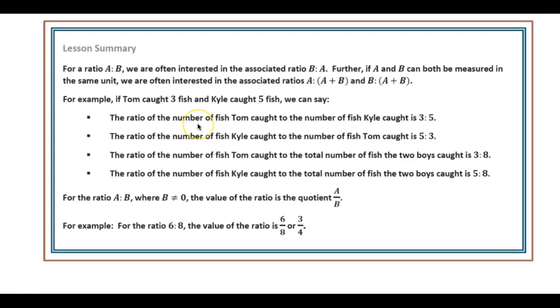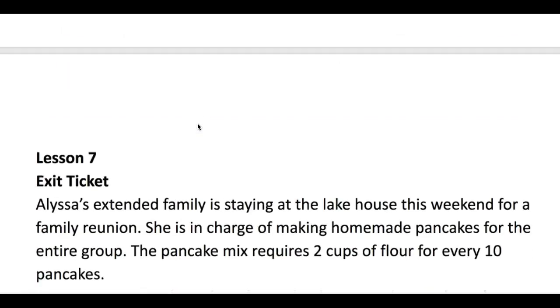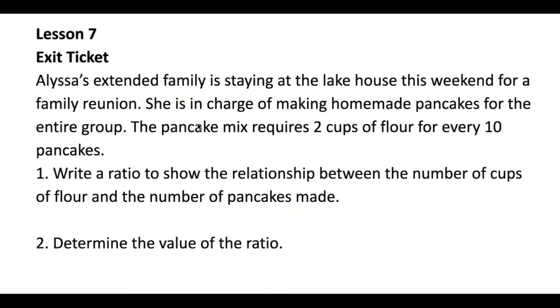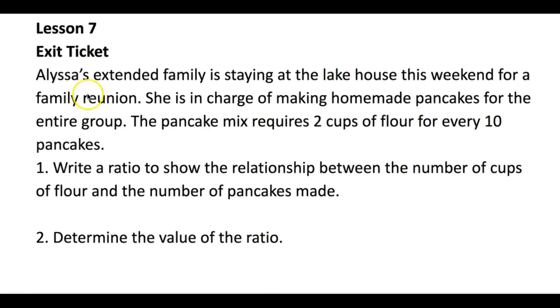Now it's time to go to the exit ticket. Lesson 7 exit ticket starts with, Alyssa's extended family is staying at the lake house this weekend for a family reunion. She is in charge of making homemade pancakes for the entire group. The pancake mix requires 2 cups of flour for every 10 pancakes. So the first thing you're supposed to do is write a ratio to show the relationship between the number of cups of flour and the number of pancakes made.